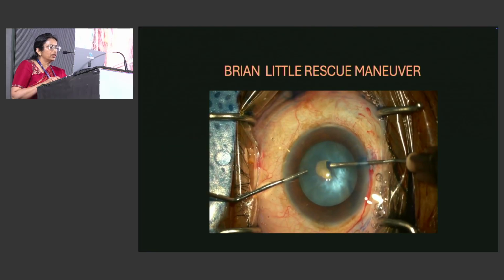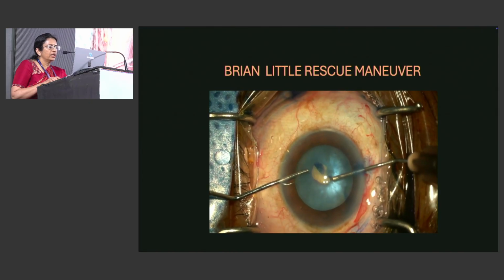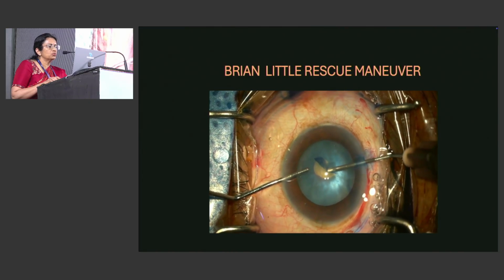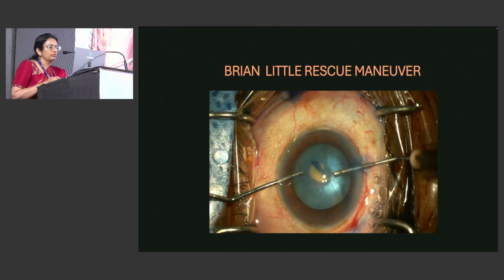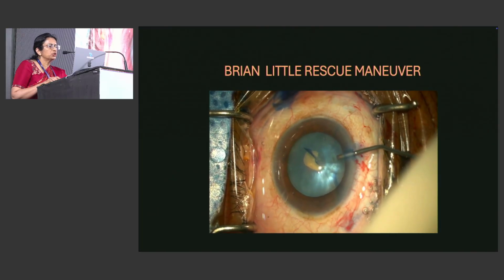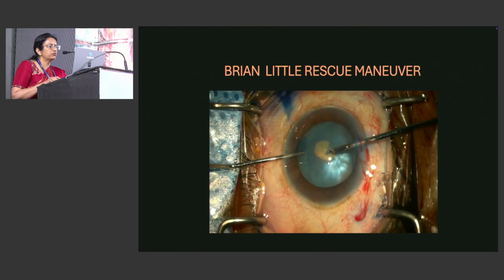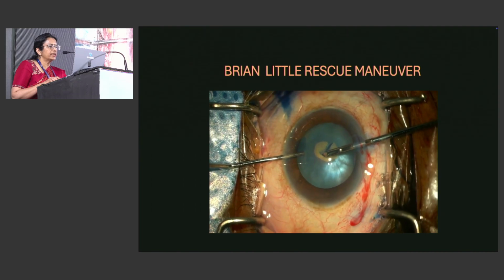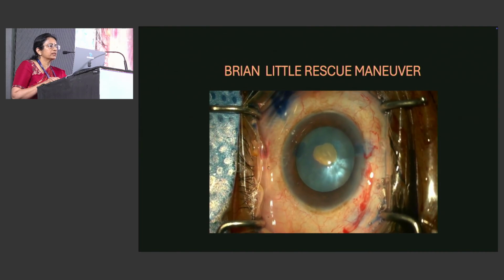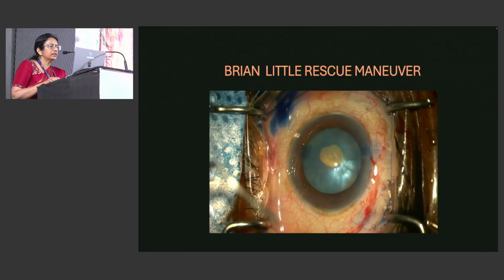Now in this patient with intumescent cataract, in this area, the rhexis was trying to go to the periphery. So OVD was injected to make the flap flat, and then using a micro rhexis forceps for better control, this was pulled centripetally and the rhexis was completed. This is the Brian Little rescue maneuver.